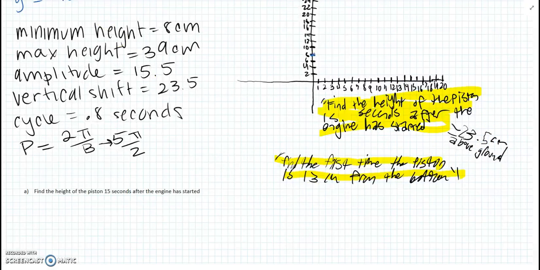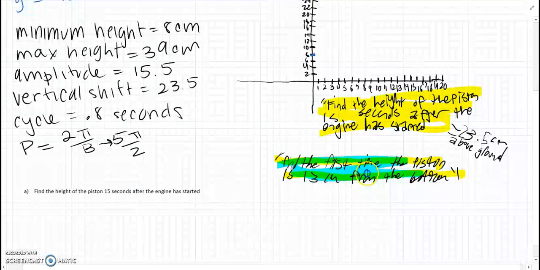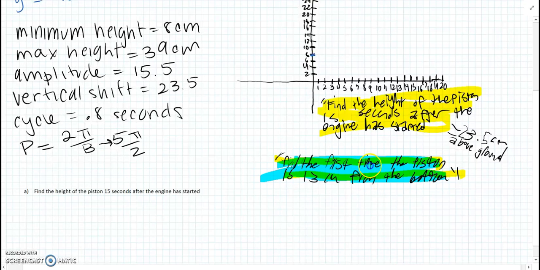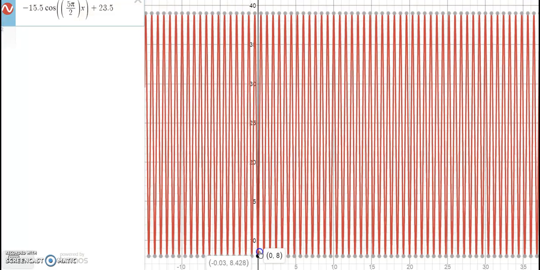That brings us to our next question, which is: find the first time the piston is 13 centimeters from the bottom. So, once again, we use the graphing calculator with our equation input to go to y is equal to 13 on the calculator. So we just trace slowly until we get to y is equal to 13.